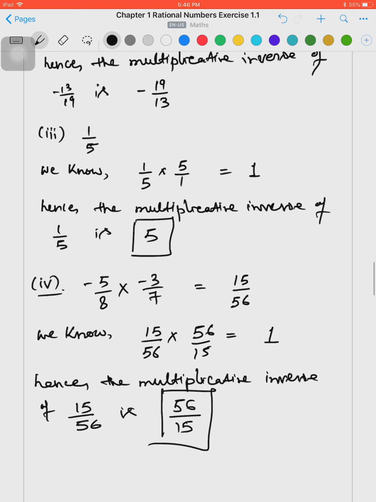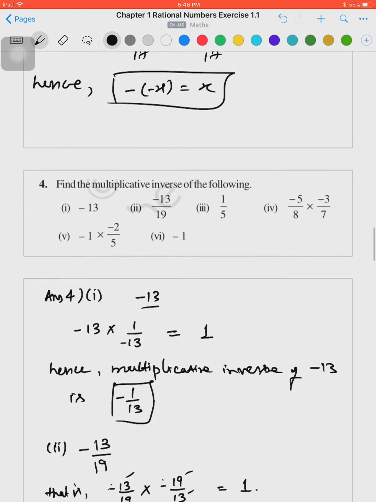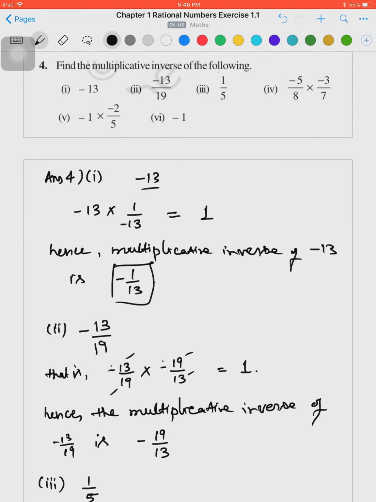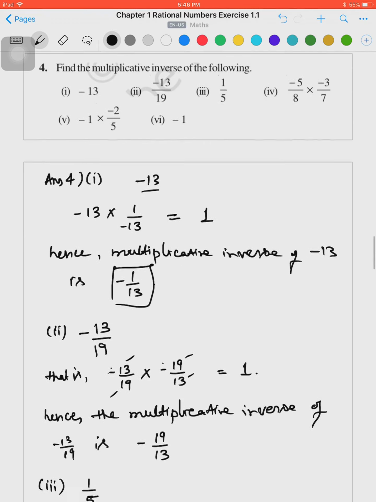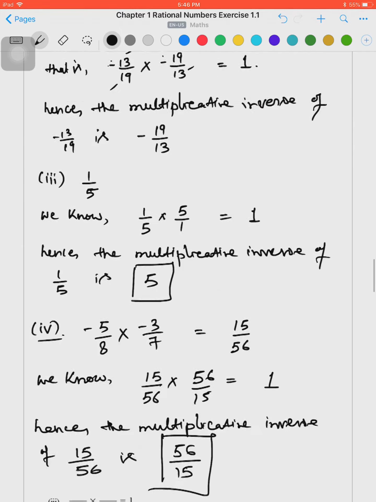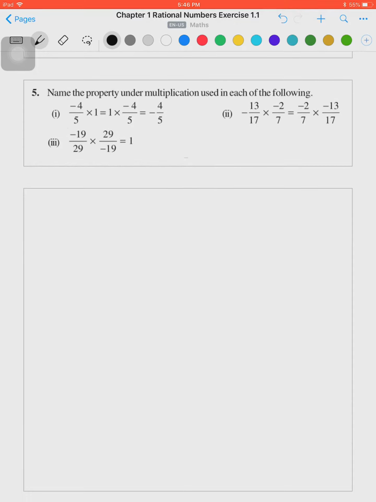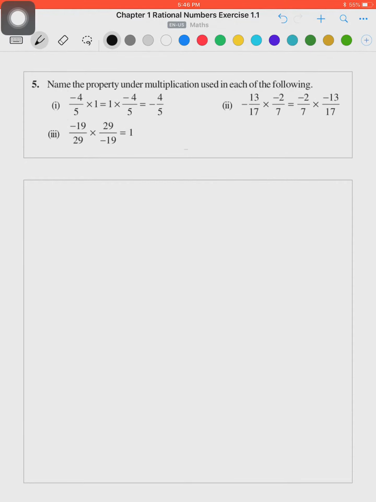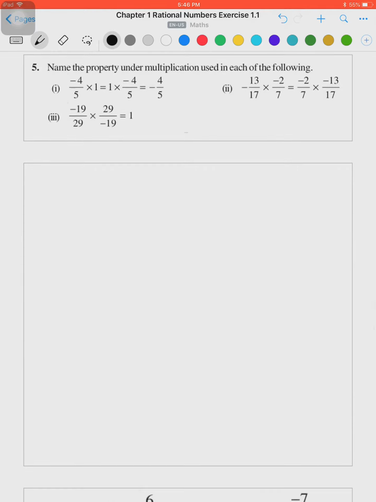I hope this is clear to you now how to find the multiplicative inverse. The multiplicative inverse of any number simply is the reciprocal of that number. So I have done the first 4 parts here. The last 2 remaining parts, part 5 and part 6, are your homework. You have to try that by yourself. Moving ahead to the next question, we have question number 5 now. In this, you have to name the property under multiplication used in the following equations. We have to identify the properties used here.